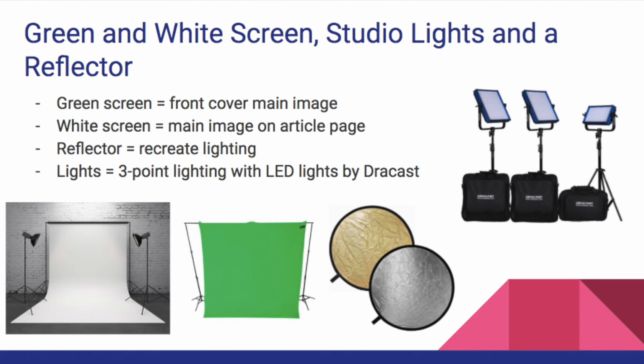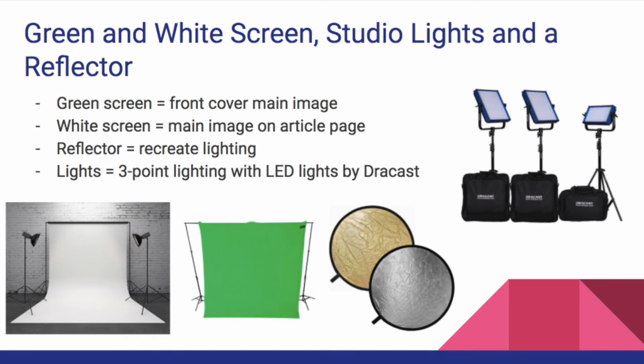During my second photo shoot, I also used different hardware equipment like a green and white screen, studio lights and a reflector. I used the green screen on my front cover so that it was easier for me to place the background onto the image. And I used the white screen for the main image on my article page so that it was easier for me to make the background all one shade of white by getting rid of the creases in the curtain.